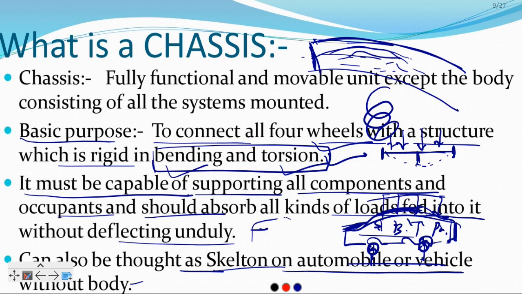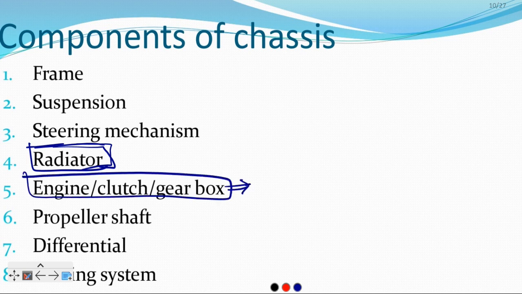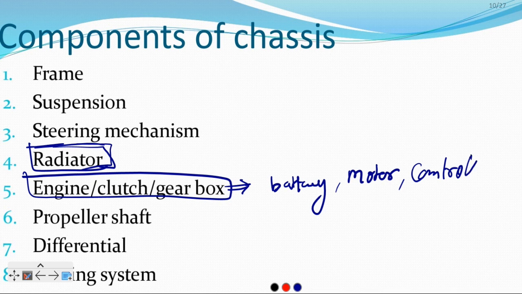Let us move ahead. See, I have considered here some parts of normal vehicles like the radiator, engine, clutch, gearbox. We are replacing these with the battery, motor and controller. So we can remove this particular thing. No need for a mechanical radiator for cooling purposes. The propeller shaft is okay, the differential is also okay.